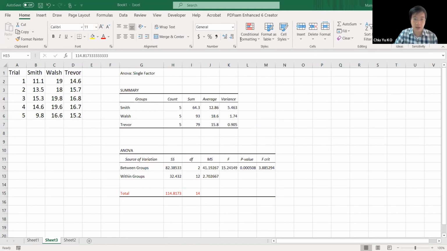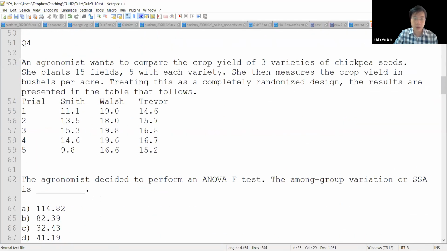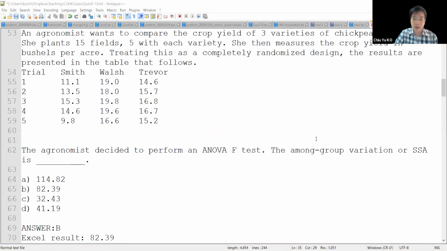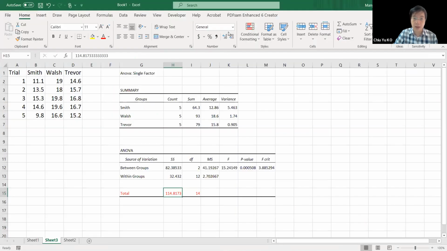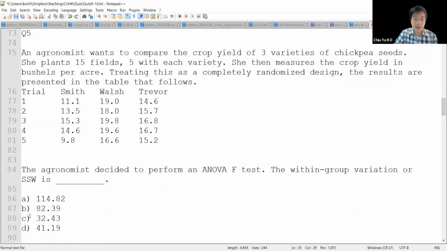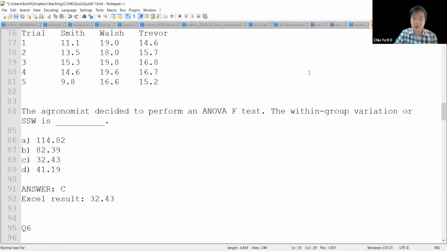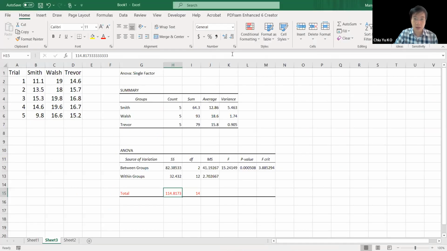And similarly, you can do the SSA, among groups, which is 80 something. It's here. And then you have SSW, which is 32.